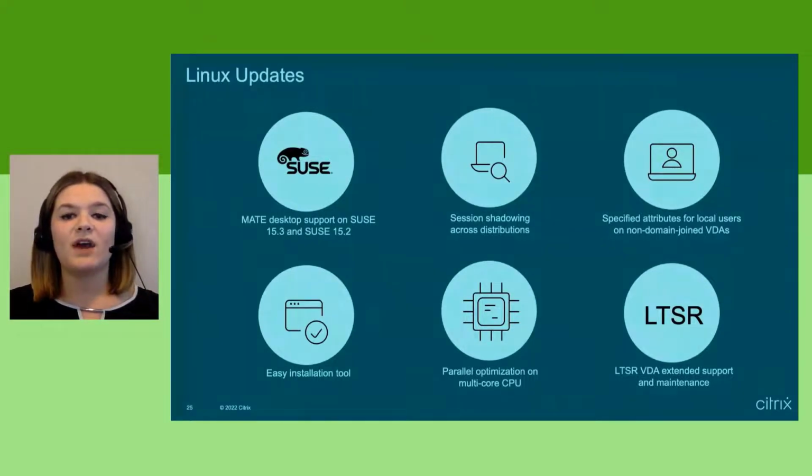And then lastly, we've got the long-term service release. So Linux rolls out on its own cadence, but it's wrapped up into a similar cadence or the same cadence as our Virtual Apps and Desktops releases. So 2203 came out this quarter, and you get that extended life cycle and support and all of the great benefits that we talked about with the LTSR, but with Linux.